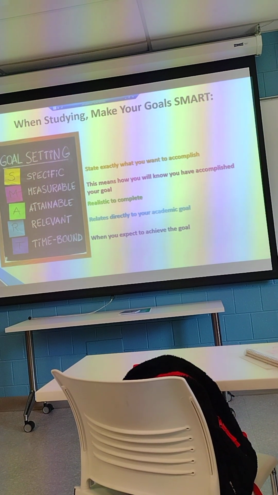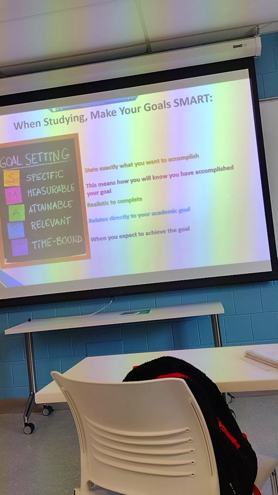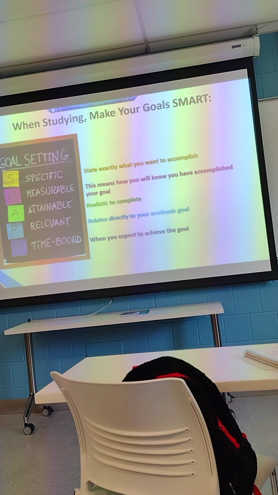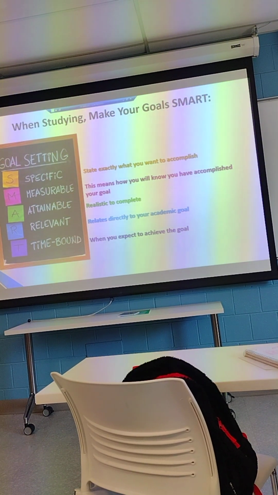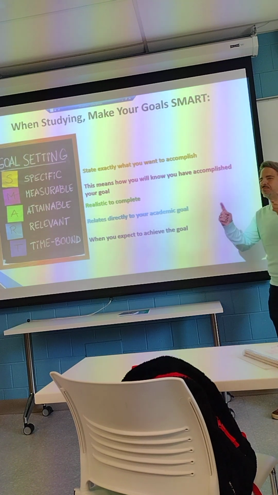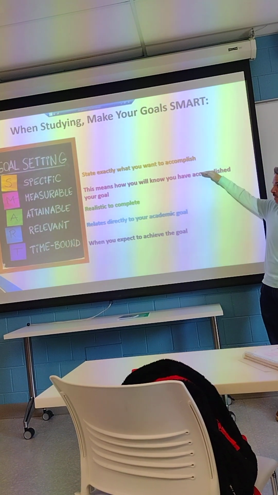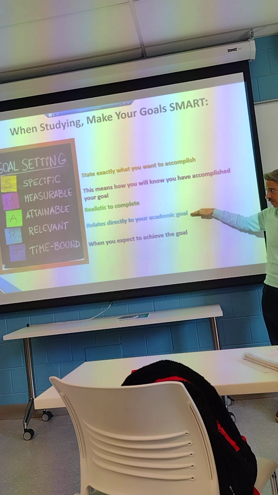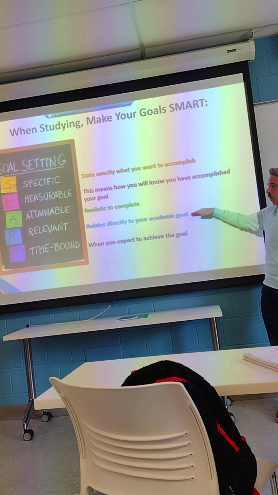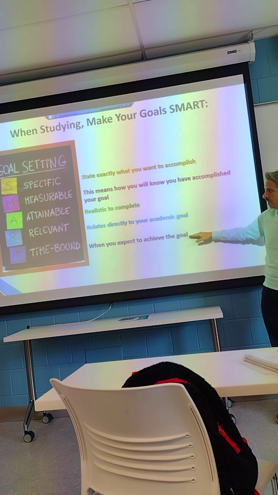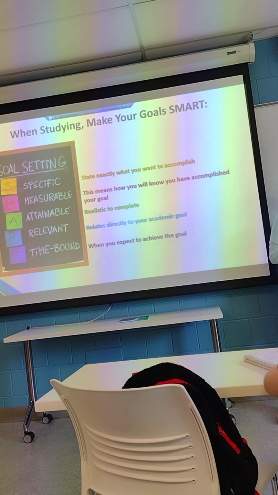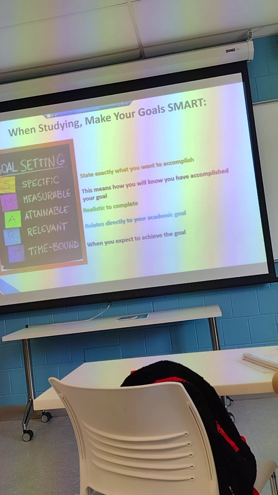And show how it's relevant to your academic goal, right? And then make sure it's time-bound, when you expect to achieve it by. So not only should it be measurable and attainable and relevant to the specific goal that you're trying to achieve, but put a time boundary on it. This way it helps you prioritize.